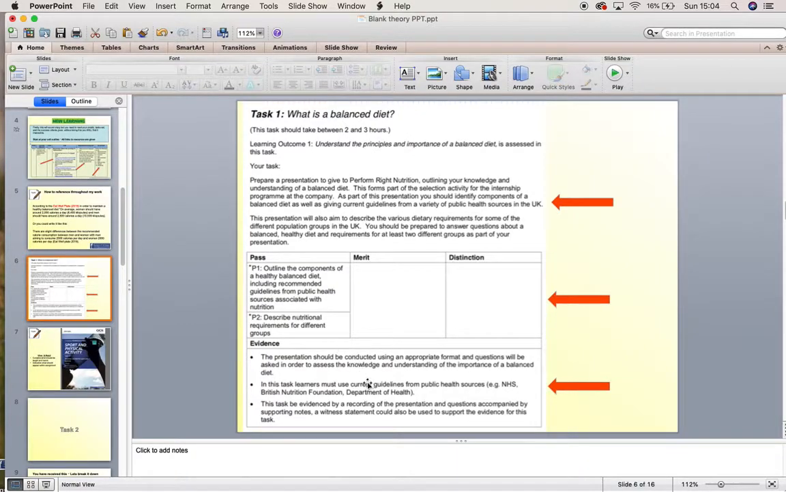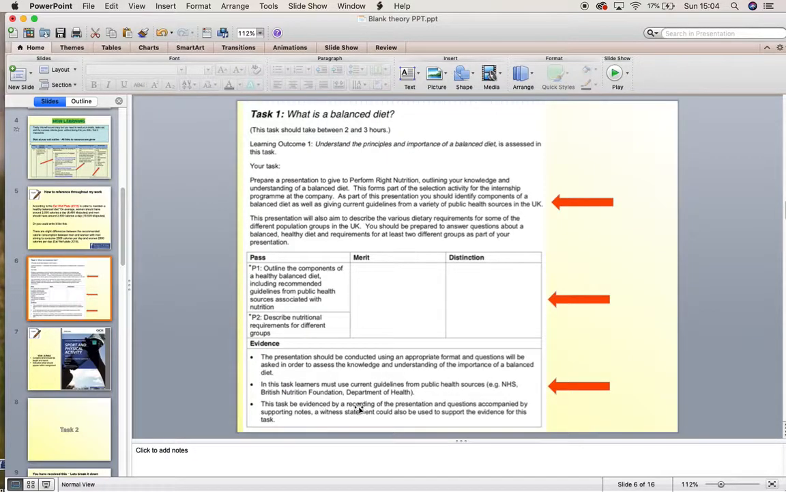Etc. Okay, it says this presentation should be conducted using an appropriate format, and questions will be asked in order to assess the knowledge and understanding. So, of course, if we were doing this in class, maybe I would get you to stand up and present this to the rest of the class, and then we could ask you a couple of questions. It gives you some key things there. In this task, learners must use current guidelines from public health sources. So I've given them to you again: the NHS, the British Nutrition Foundation, the Department of Health, and I've given you all those links. It's not like you have to search them out. You've just got to click on them and read.